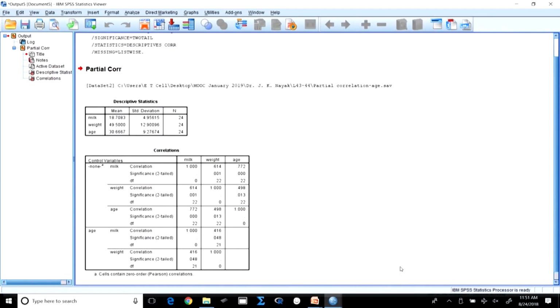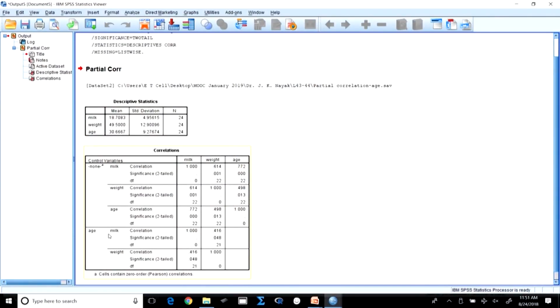Let us go to the output file. Zero order correlation means there is no other variable affecting the correlation. The correlation between milk and age is how much? You see it is 0.416. When we take out age, this is the partial factor, so we are controlling for age. We want to see the relationship between milk and weight. Milk with itself will obviously be 1, and milk and weight you see is 0.416. Similarly, weight and milk will also be the same, 0.416.